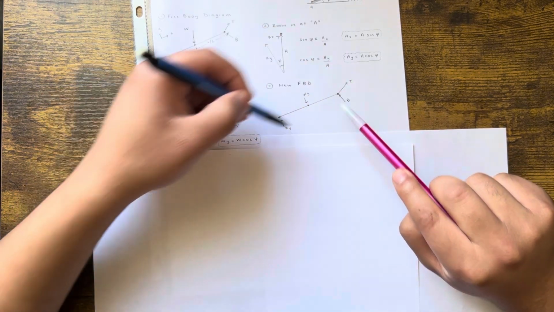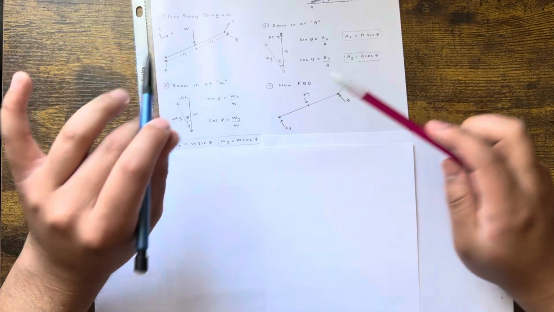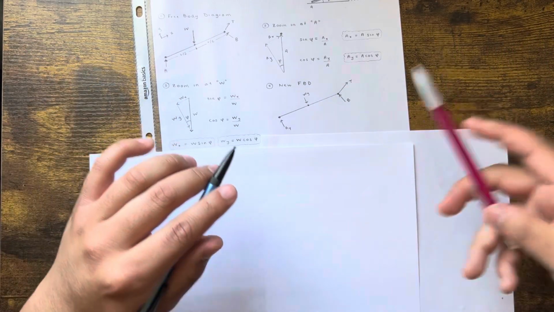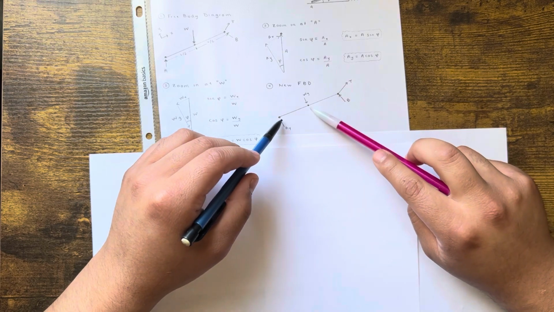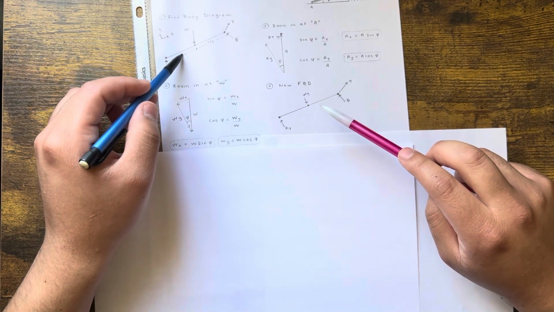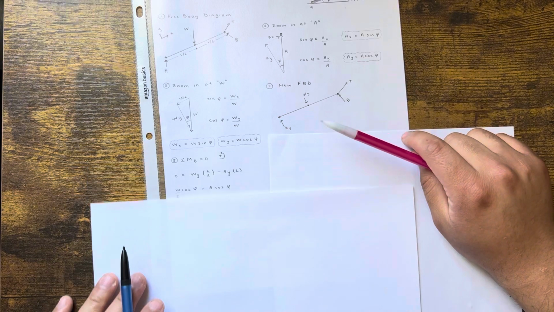It's along the same axis, so it's not going to cause a moment. There's no distance, right? Force times distance equals moment. D is 0. So AY and WY, we're going to cause a moment. We know our distance is L over 2, so we could go ahead and just start taking a moment.